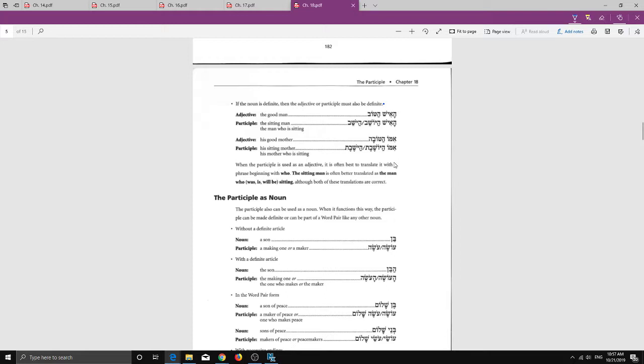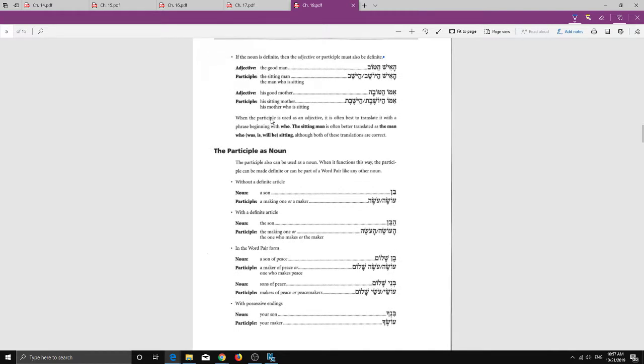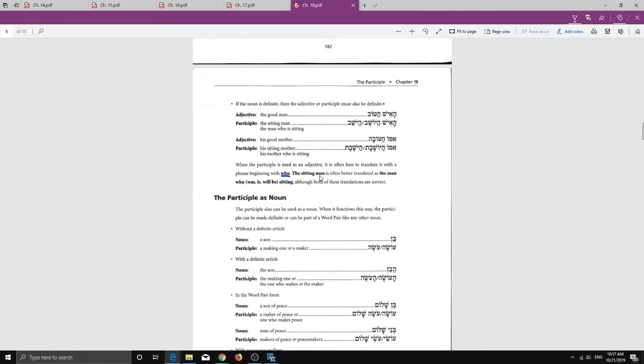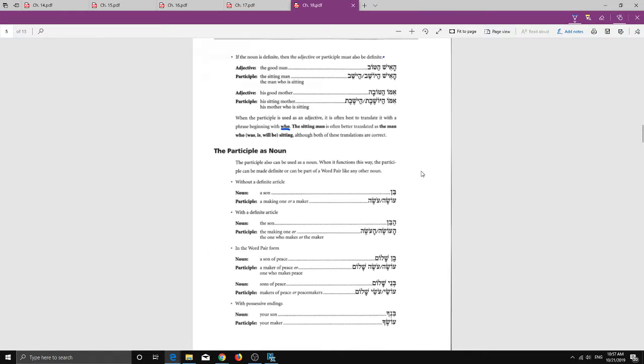Well, I feel like I've already covered this, so let's just skip this section. Feel free to read through it. But again, it's just saying that if it's definite, the participle will also be definite. When a participle is used as an adjective, this author suggests that we can translate it with who. So what I just said up here a little bit. Not very literal. This author seems to prefer that, but you could really do either of these. The man who is sitting or the sitting man, both of those work. So I guess that's up to your preference.